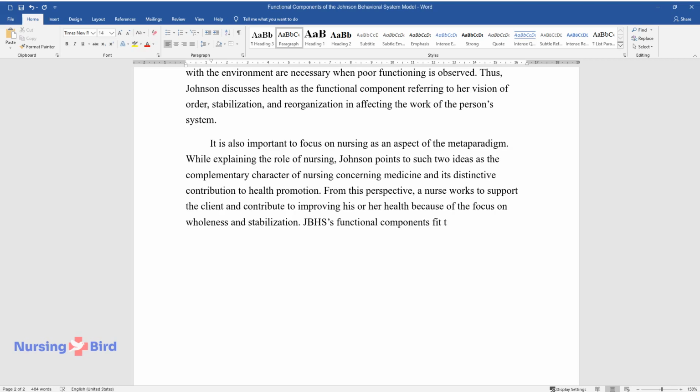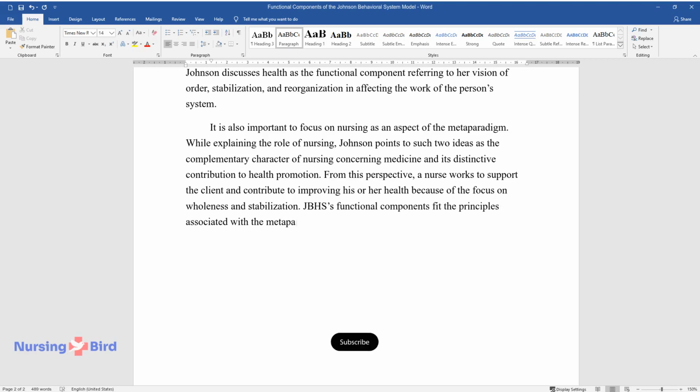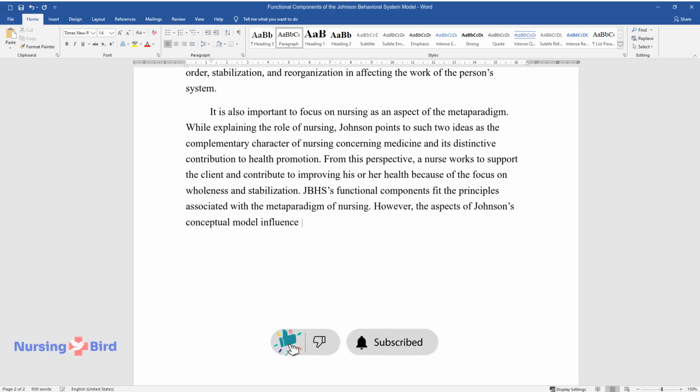JBHS's functional components fit the principles associated with the meta-paradigm of nursing. However, the aspects of Johnson's conceptual model influence the discussion of the functional components significantly.